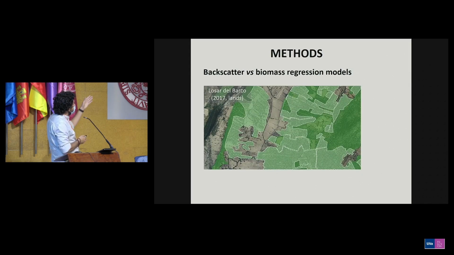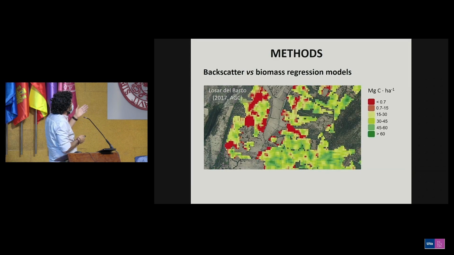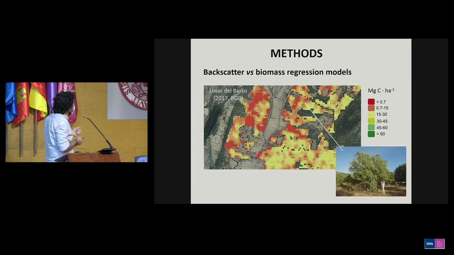So, for instance, here you have the areas affected by agricultural land abandonment in Losar del Barco and now covered by holm oak forests. So, this is the above ground biomass map, and this is the below ground biomass map. Here you have a picture to see what the appearance of this type of forest regenerated in former croplands is.